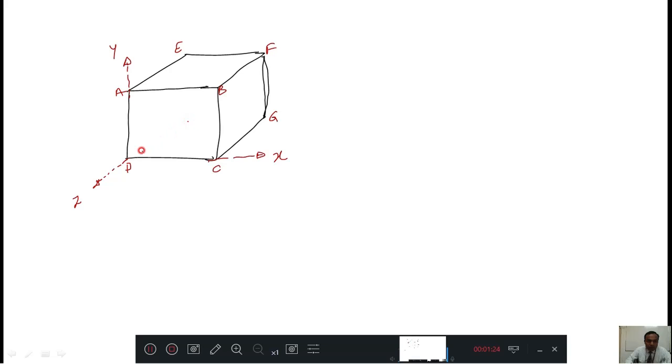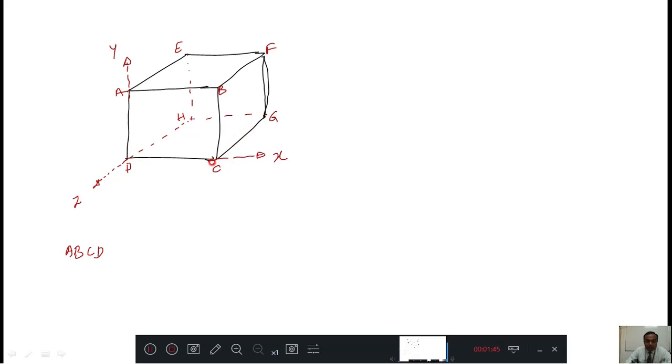Here one point will be there, no? Inside that edge, this is G, H. This is a three-dimensional body. Then this ABCD is an XY plane. Will you agree? ABCD is the XY plane. Right?